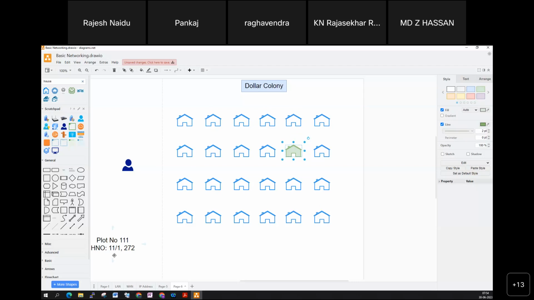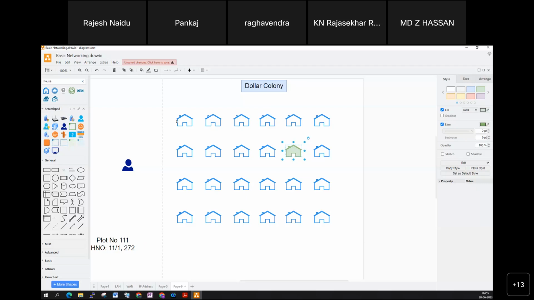Example, 11/1, comma 272. So this is the number they have given. So here, in this particular colony, different numbers are there. Example, 11/1, 270, 11/1, 271, 272, 273, like that they are created.